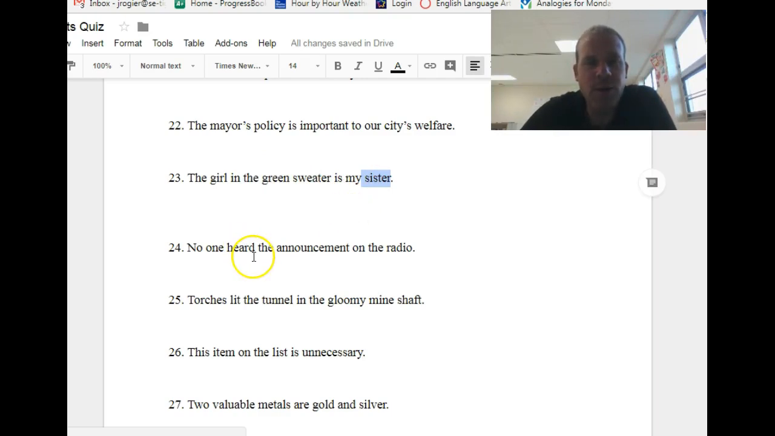24, no one heard the announcement on the radio. No one heard. Whom or what did no one hear? Announcement. Since heard is being used as an action, that means we're in the direct object range, so announcement is a direct object there. Torches lit the tunnel in the gloomy mine shaft. Torches lit. Lit is an action verb. Whom or what did the torches light? Tunnel. So tunnel is the direct object.